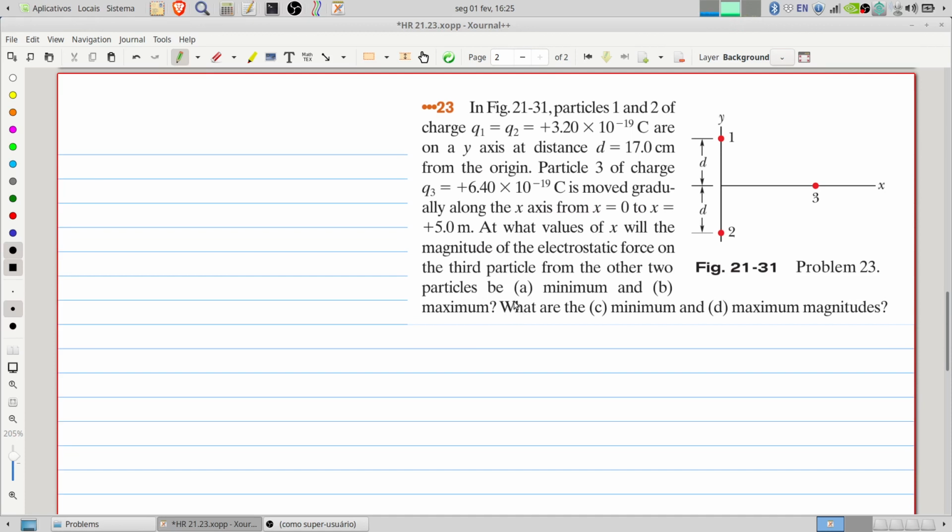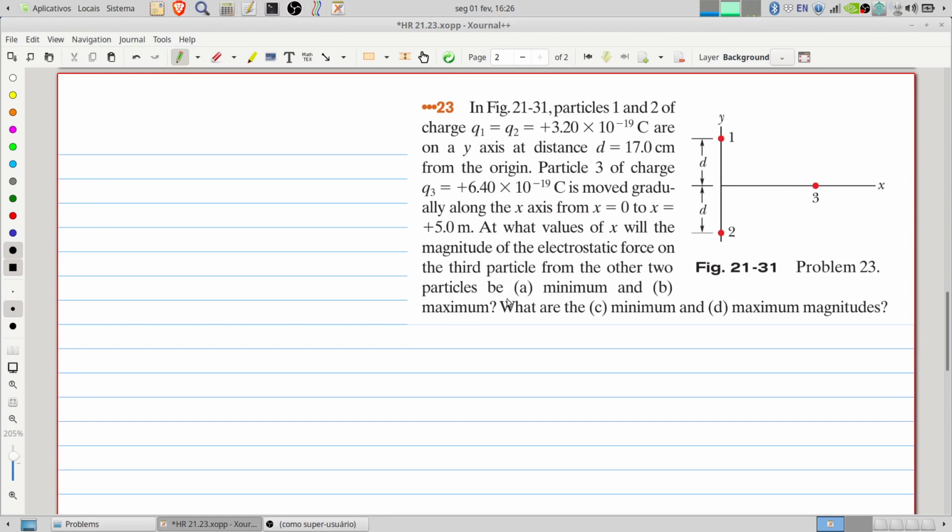First, you notice that I didn't mention the numerical values because I won't use them. I will solve the problem and let you use these numerical values. I will solve with Q1, Q2, d and x.